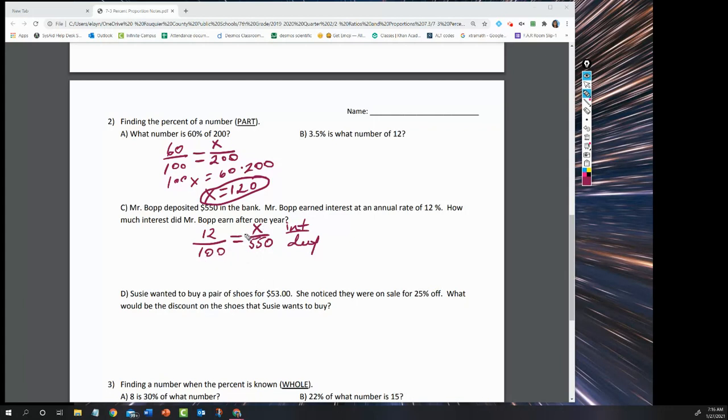Now that I have my proportion, I can cross multiply. 100x is equal to 12 times 550. And when I do my calculations and I divide by 100, I find that x is equal to $66. So the interest on $550 is $66.